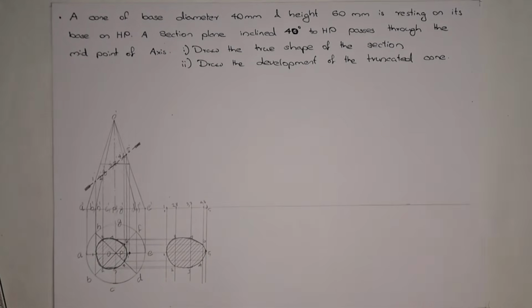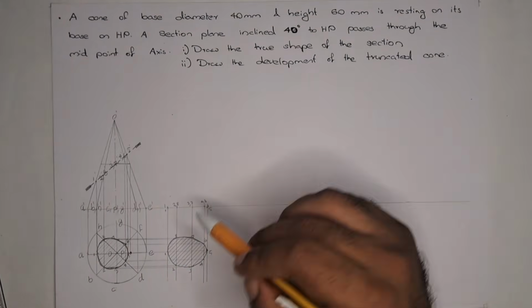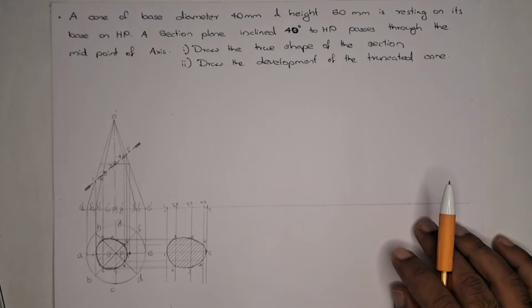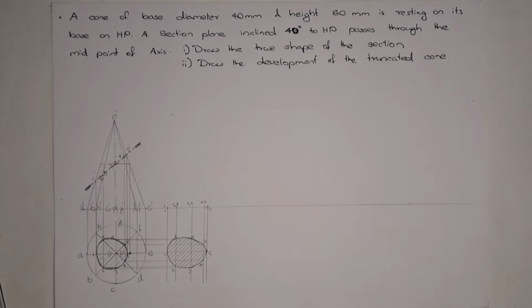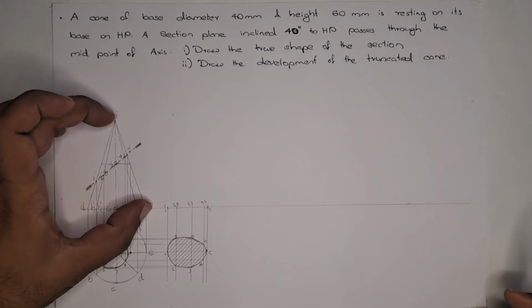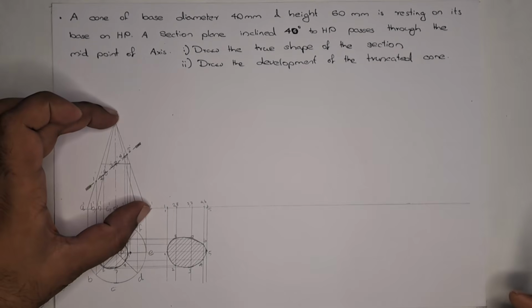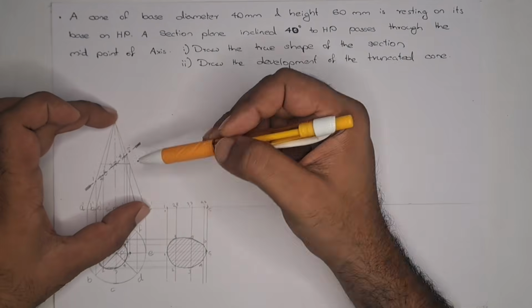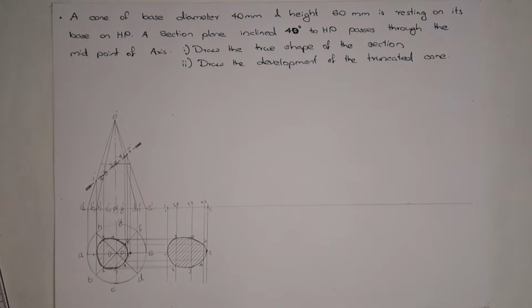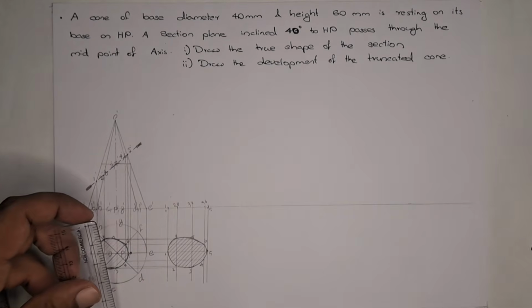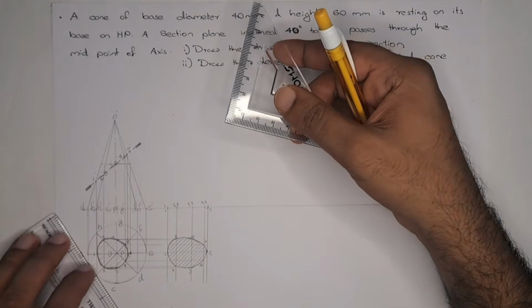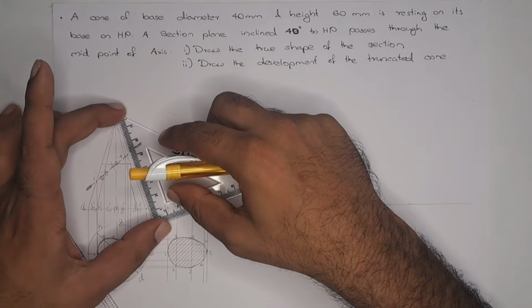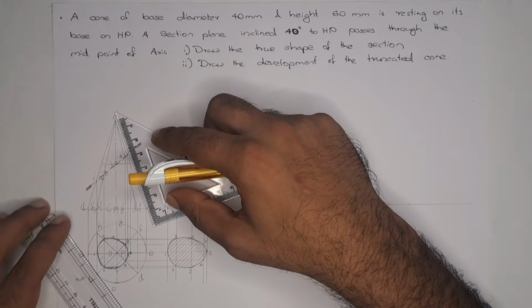So right now we have completed the true shape of the section. Now we have to draw the development of the truncated cone. For that we need the line over here. So this is the true shape or true length of the generator. We need to mark the distance over here.